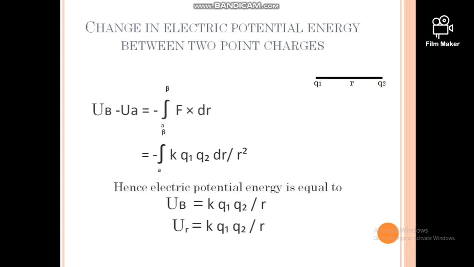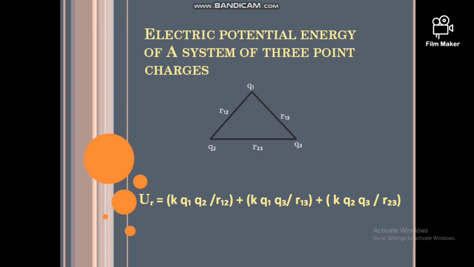Now suppose again we place the point charge Q2 at infinity. The point A is taken as infinity. At that time the potential energy at point A is equal to 0, and 1 over rA, with distance rA being infinity, the inverse of infinity is equal to 0, and this equation becomes UB minus 0 is equal to K Q1 Q2 into 1 over rB minus 0, and UB is equal to K Q1 Q2 over r.